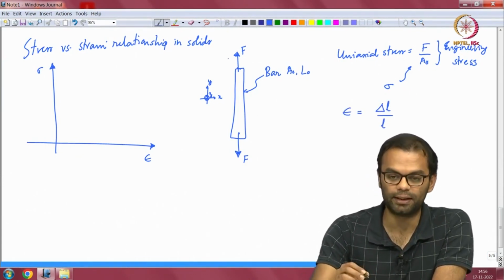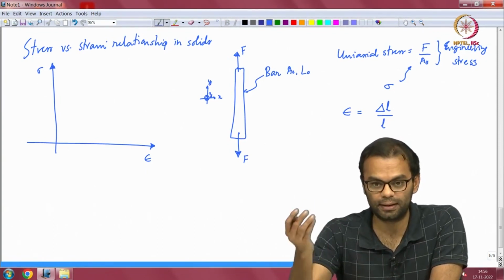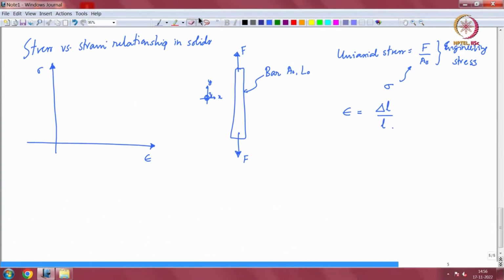So as I pull, the length increases, right, in tension in the y direction, and I take the original length L naught, and then I divide the change in length by that, and then I plot these two quantities, right. So if you look at your actual stress tensor, this is sigma yy, and if you look at your actual full strain tensor, then this is epsilon yy, okay. So if I plot this here, I am going to get a curve that looks like this.